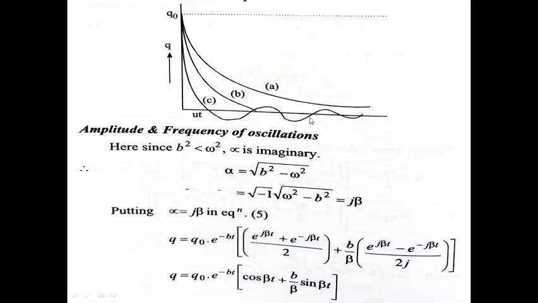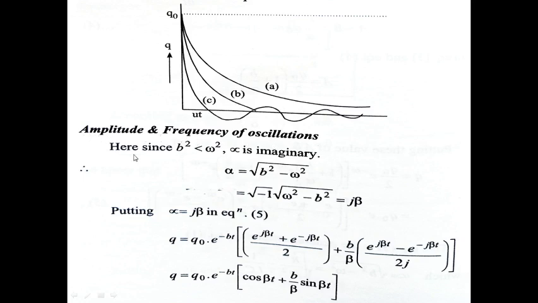You can see here curve A, which shows a deadbeat or aperiodic discharge, then curve B, which shows that it is neither deadbeat nor oscillatory, and curve C, which shows the oscillatory discharge, and finally the value of charge becomes equal to 0. Now we can find out the amplitude and frequency of oscillation.